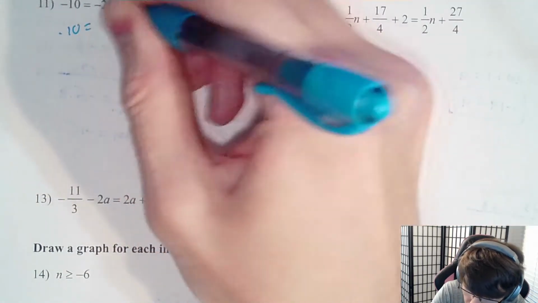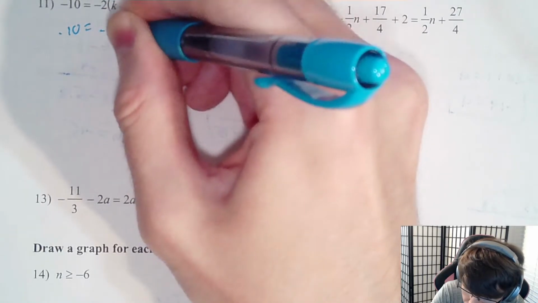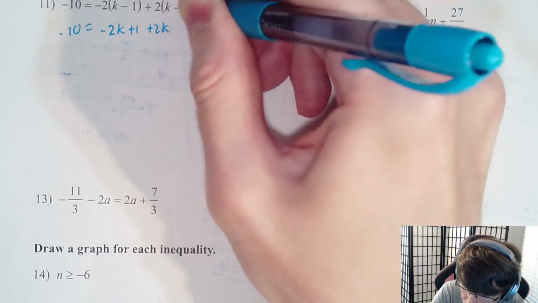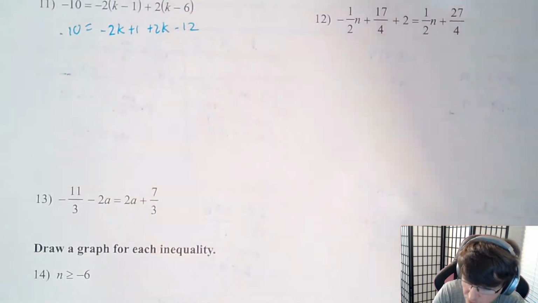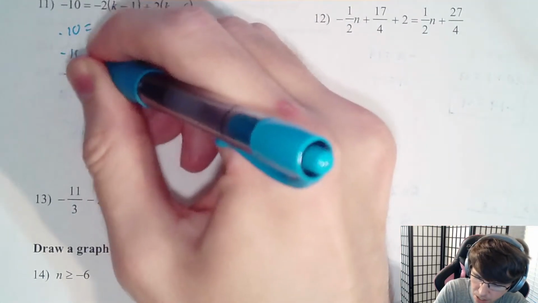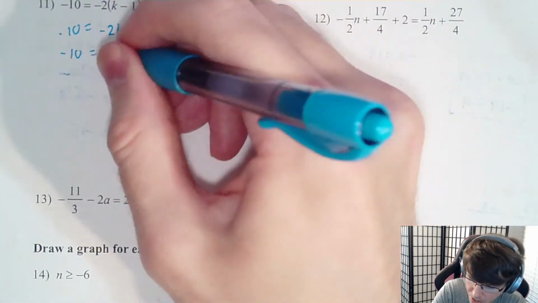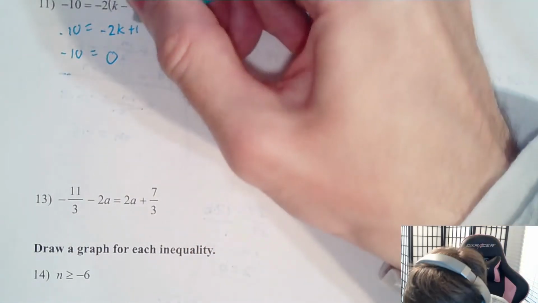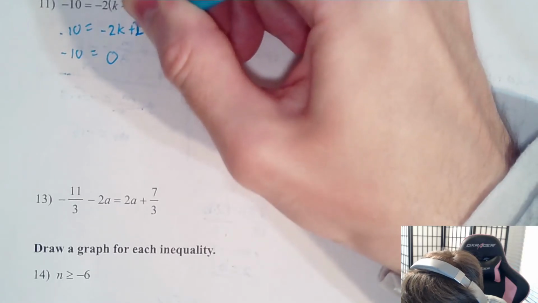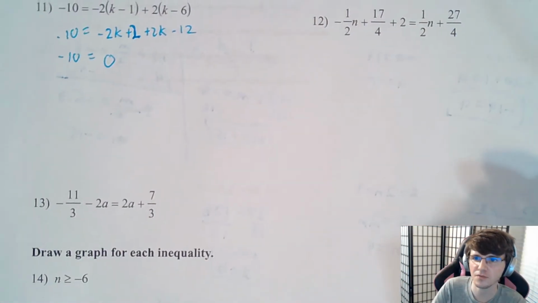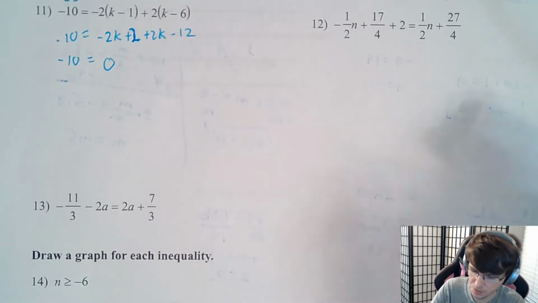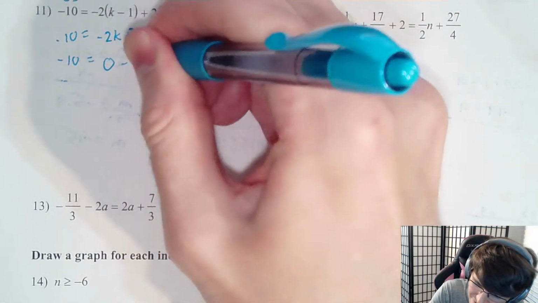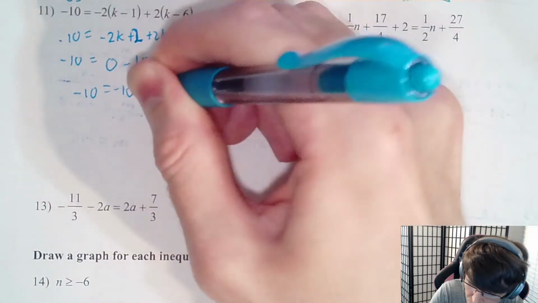So here, -10 equals, we're going to distribute -2k plus 1 plus 2k. 2 minus 6 is -12. Continuing on, we got -10 equals -2k, and +2k is 0, just like before. And 1, oops, this should have been a +2. If anyone caught that, I apologize. -2 times -1 is +2. Anyways, 2 and -12 is -10, and then -10 equals -10, which is a true statement.